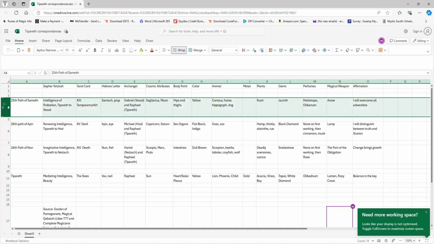The Hebrew letter is Samekh, which is a closed loop letter. Sometimes people liken it to a wedding ring. The Hebrew letters all have literal meanings, they translate as words. It means a prop or a support, something that helps hold things up, like a tent pole. You can also look at it as an axis mundi because it's going straight up the tree. The archangels are Raphael, who's in Yesod, and Raphael, who's in Tipareth.